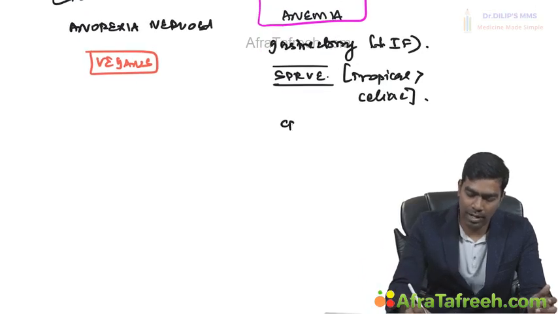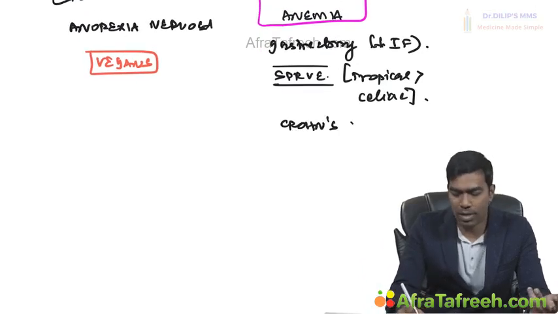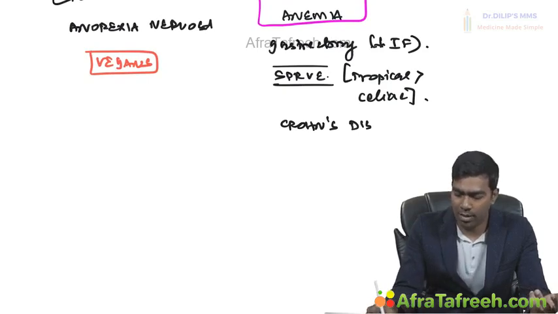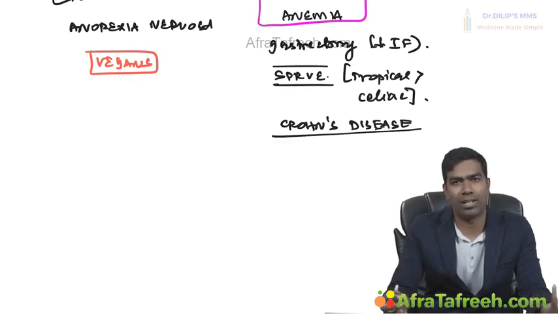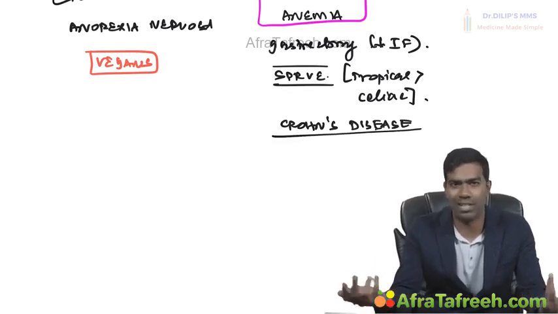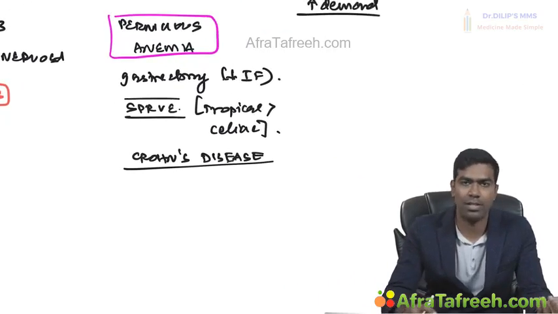And again, Crohn's disease: the most common area affected in Crohn's disease is the terminal ileum. Again, that easily explains why you get a B12 deficiency in Crohn's disease as well.